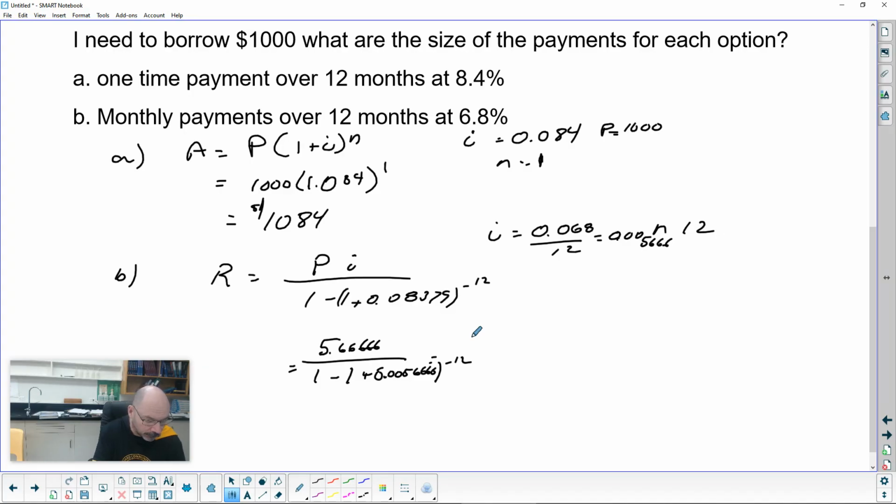Minus from 1, divided by 5.66666. All right, and when I do that, I get $86.43. There we go.